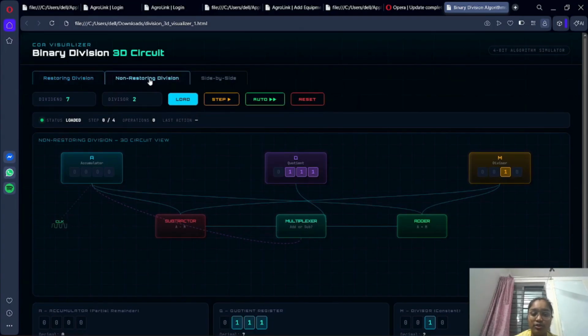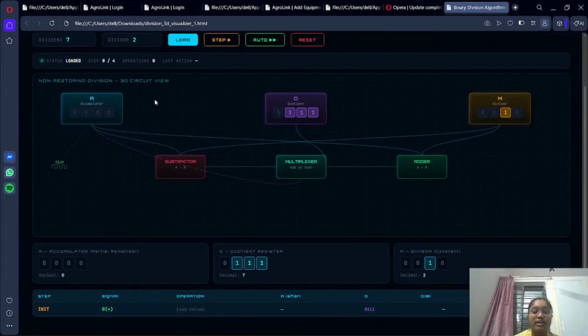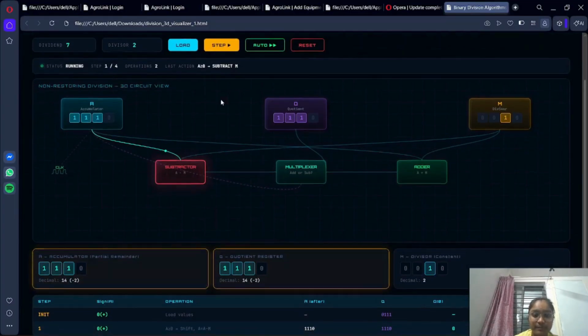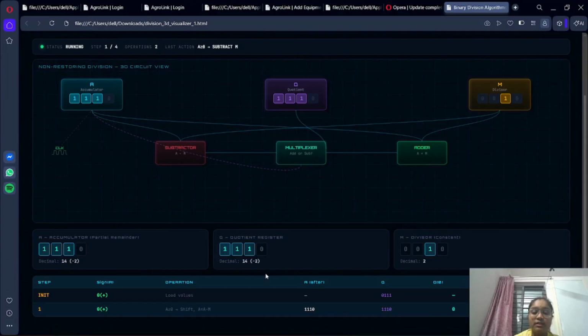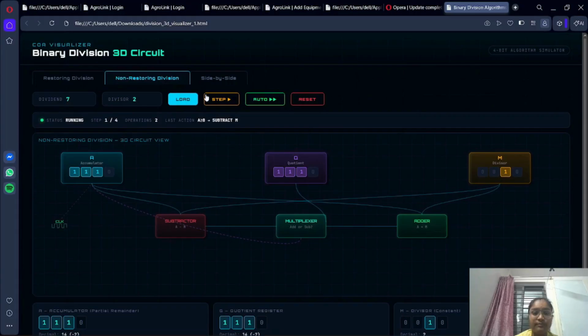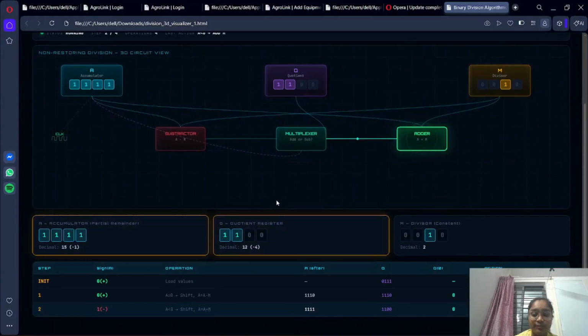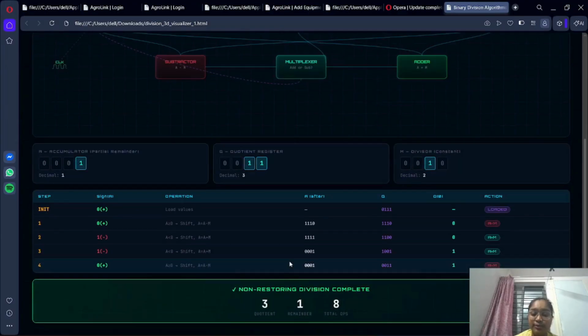This is non-restoring division. We first load, so whichever input we give, it loads first. Then step 1 is performed based on the algorithm. We choose auto, so it computes and gives the direct output. The quotient is 3, remainder 1, and total operations is 8.